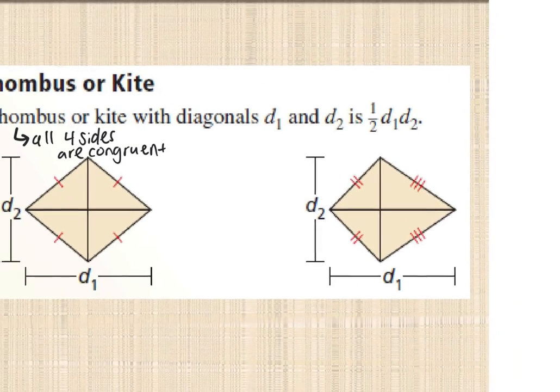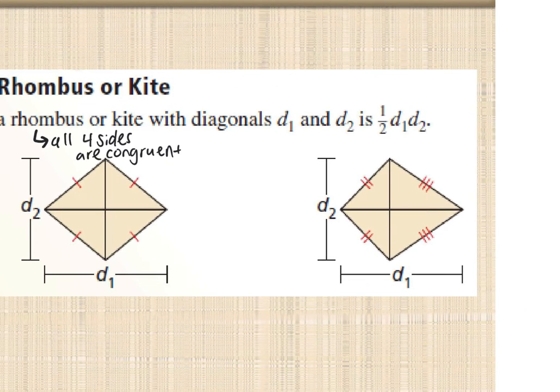And then for a kite, do you guys remember what a kite was? Very good. 2, and we say that they're adjacent, congruent sides. What does adjacent mean? They're next to each other, okay? The reason we have to specify that they're adjacent, because wouldn't a rectangle be a kite if they didn't have to be next to each other?